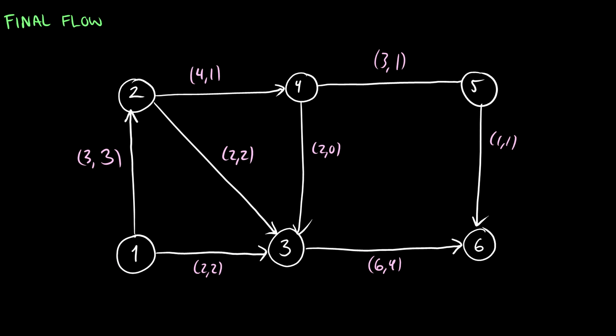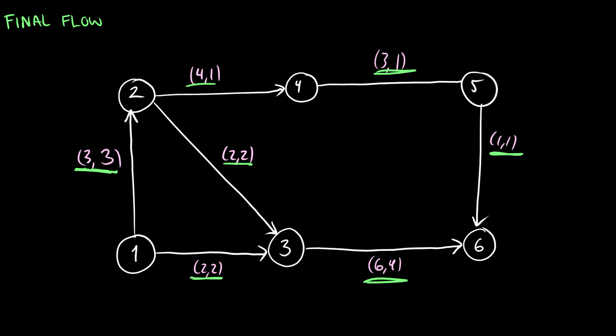So we can summarize this, and we can put this in its capacity flow form. As you can see here, the first one has a 3 capacity, and it's using all of its flow. Our 1 to 3 edge has 2 capacity using all of its flow, and this 3 to 6 is using 4 out of its 6 available. 5 to 6 is using 1 out of 1. 4 to 5 is using 1 out of 3. 4 to 3 is using nothing, so why do we even have this? Let's forget about that. 2 to 3 is using all 2 of it, and 2 to 4 is using 1 out of the 4 available.